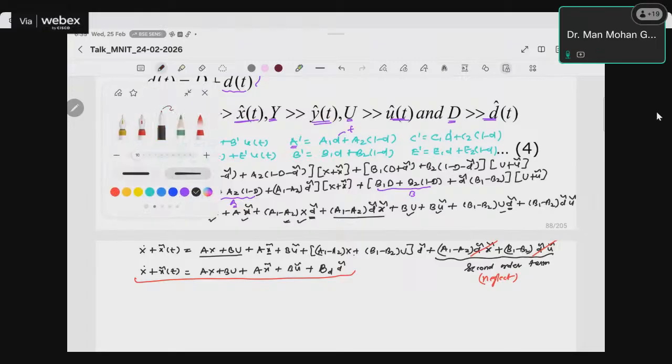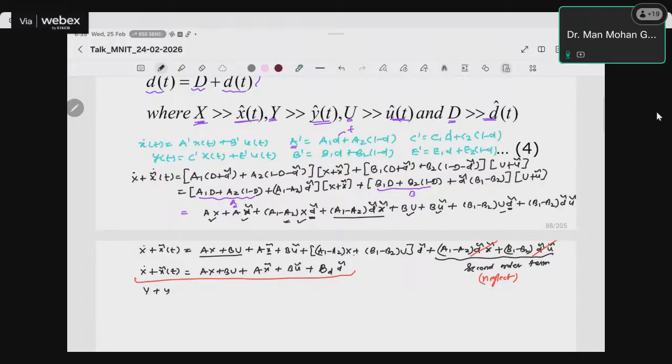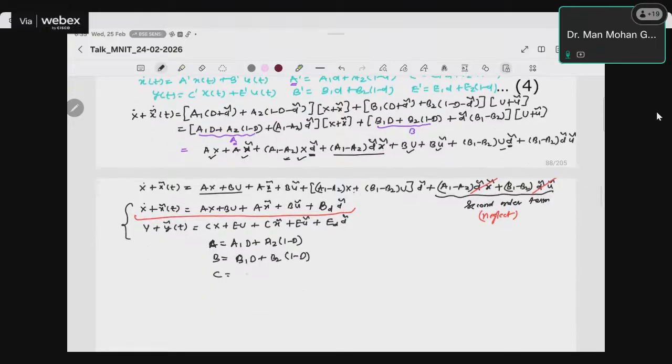And if I do the same thing for y, then y equals Cx, I'm directly writing now, plus C x-cap plus E u-cap plus Ed d-cap. This is our final model, where A is equal to A1d plus A2(1 minus d), B is equal to B1d plus B2(1 minus d), C equal to C1d plus C2(1 minus d), and E is equal to E1d plus E2(1 minus d).